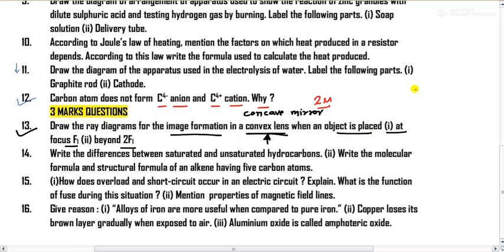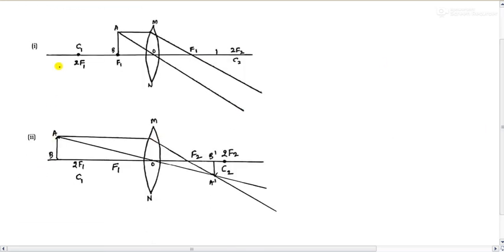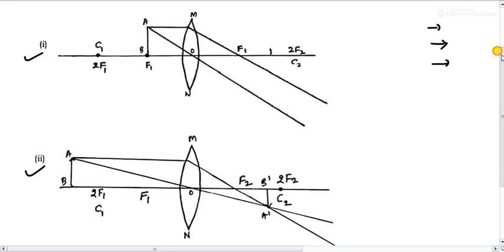So you have to draw 2 figures. One when the object is at f1 and second is beyond 2f1. I'll just show you the picture. This is the answer. I hope you know how to draw it. You have to use your scale and compass, without that you will not get it properly. So these are the 2 diagrams. I think there is no need of explaining it here, right?